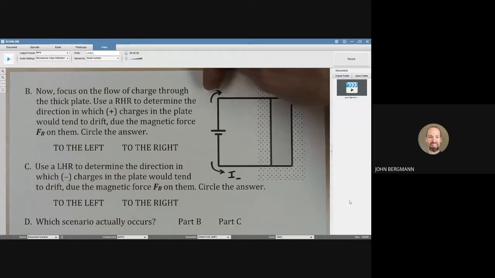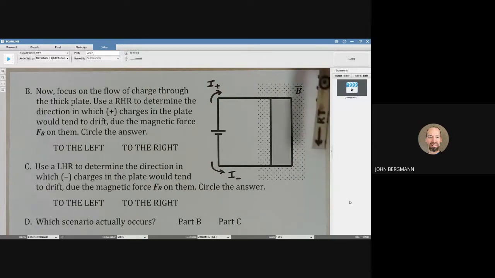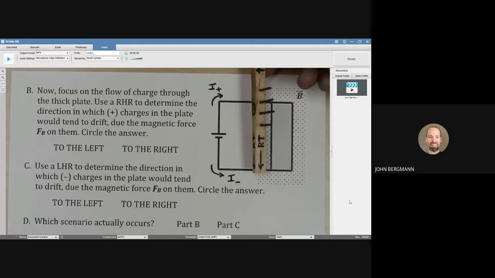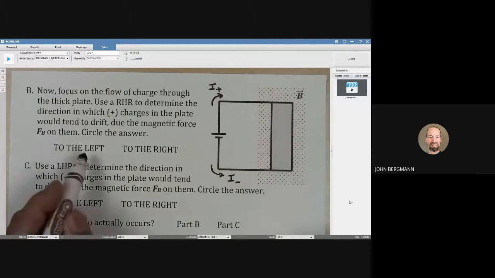The conventional charge would, through the plate, be going down towards the bottom of the page. And according to the right-hand rule here, when positive charges are moving down towards the bottom of the page and the magnetic field is coming towards you, look at the very top of the screen, you can see that the force is directed to the left.